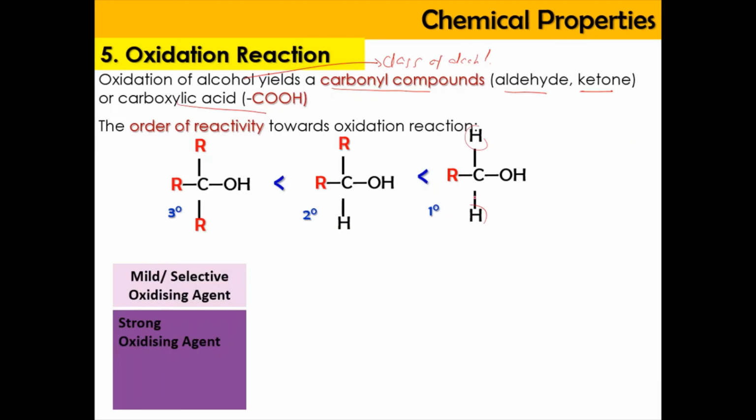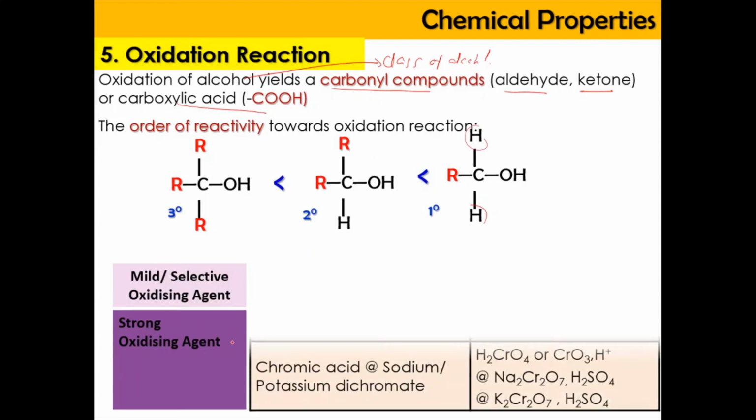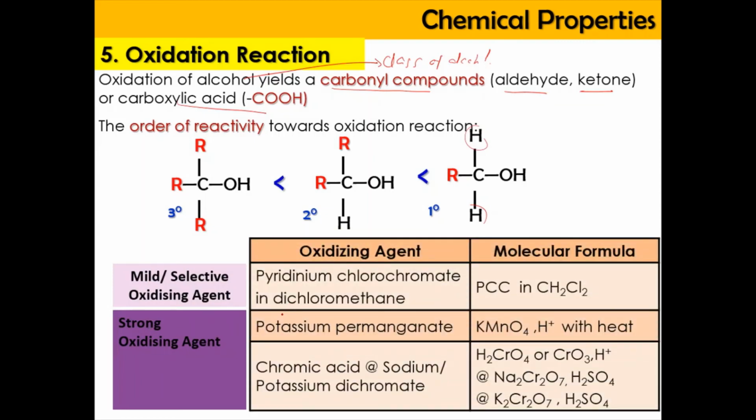For the part below here, I'm going to show you the common oxidizing agents. For the mild oxidizing agent, we have PCC. PCC represents pyridinium chlorochromate, and this must happen in the presence of an inert solvent, which is dichloromethane. Mild means not so strong, a weak oxidizing agent. So for the mild oxidizing agent, we have PCC in dichloromethane.